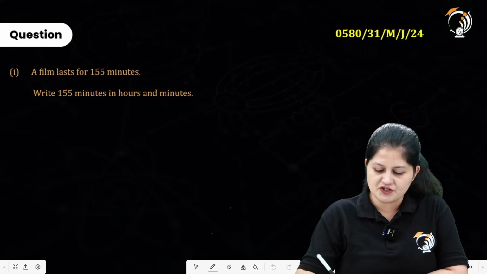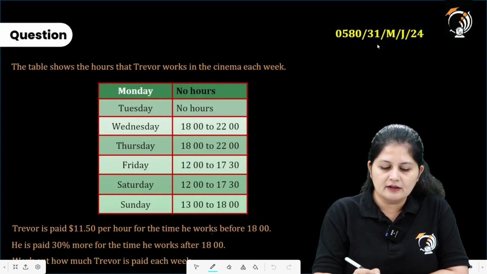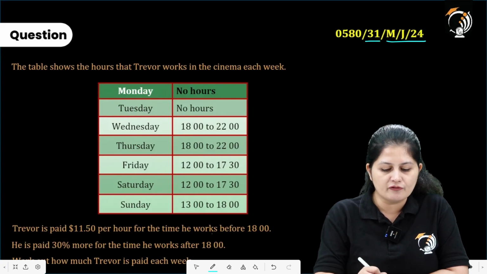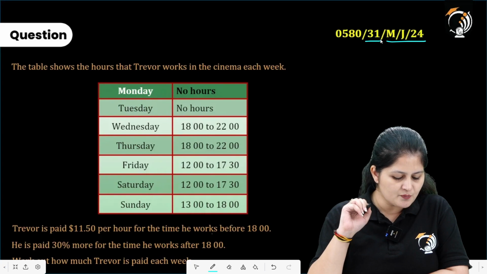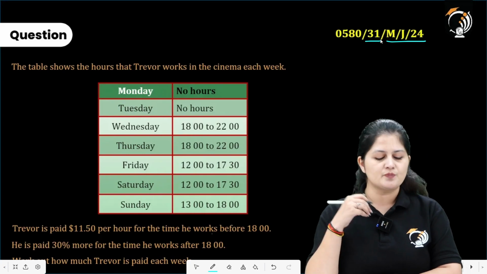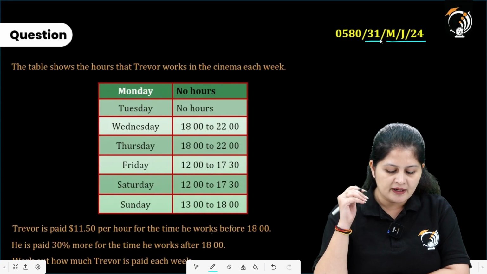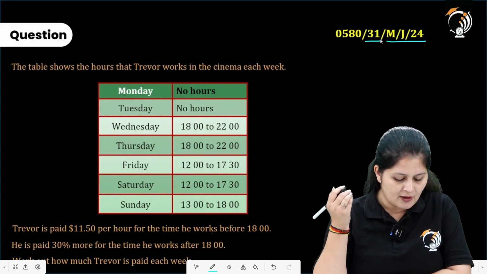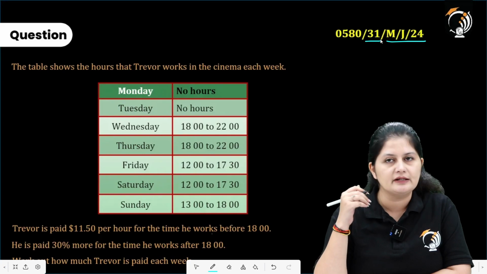Moving to one more question, which is from the paper of May-June 24 from the variant 3-1. Trevor is paid $11.50 per hour for the time he works before 1800. He is paid 30% more for the time he works after 1800. Work out how much Trevor is paid each week.